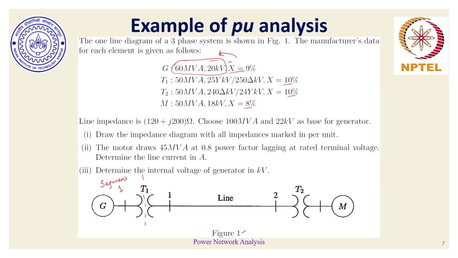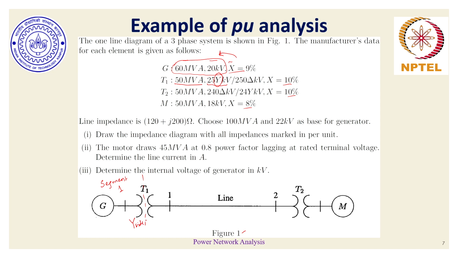So segment 1 consists of the generator of 60 MVA and 20 kV, and segment 1 also consists of the star side of the transformer, which is rated at 25 kV line to line. Y here refers to the star, and for a transformer, input power and output power have to be similar. So 50 MVA is the rated input power of the transformer, and the star side of the transformer is also part of segment 1.